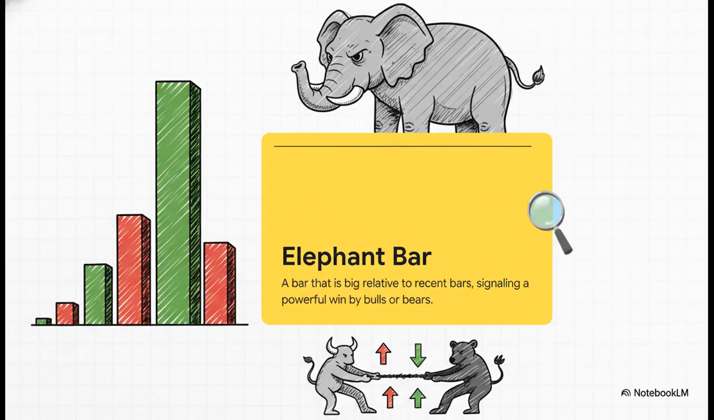If you spotted that huge bar, you got it. That's what we call an elephant bar. And it's exactly what it sounds like. A bar that's so much bigger than all the little bars around it, you just can't miss it. This isn't just a win. It's a powerful statement. It shows a massive amount of conviction from either the buyers or the sellers.